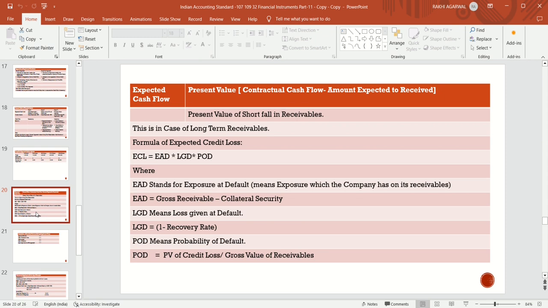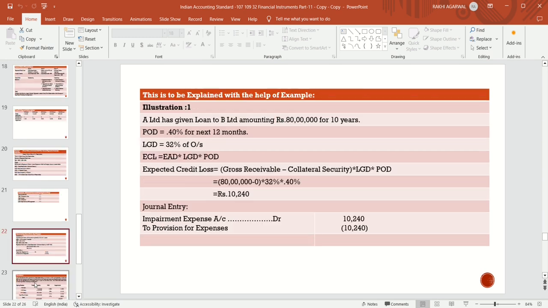EAD stands for exposure at default, meaning the exposure which the company has on its receivable. EAD means gross receivable minus collateral security. LGD means loss given on default. LGD equals 1 minus recovery rate. POD means probability of default: present value of credit loss divided by gross value of receivables. This concept is explained with the help of an example.